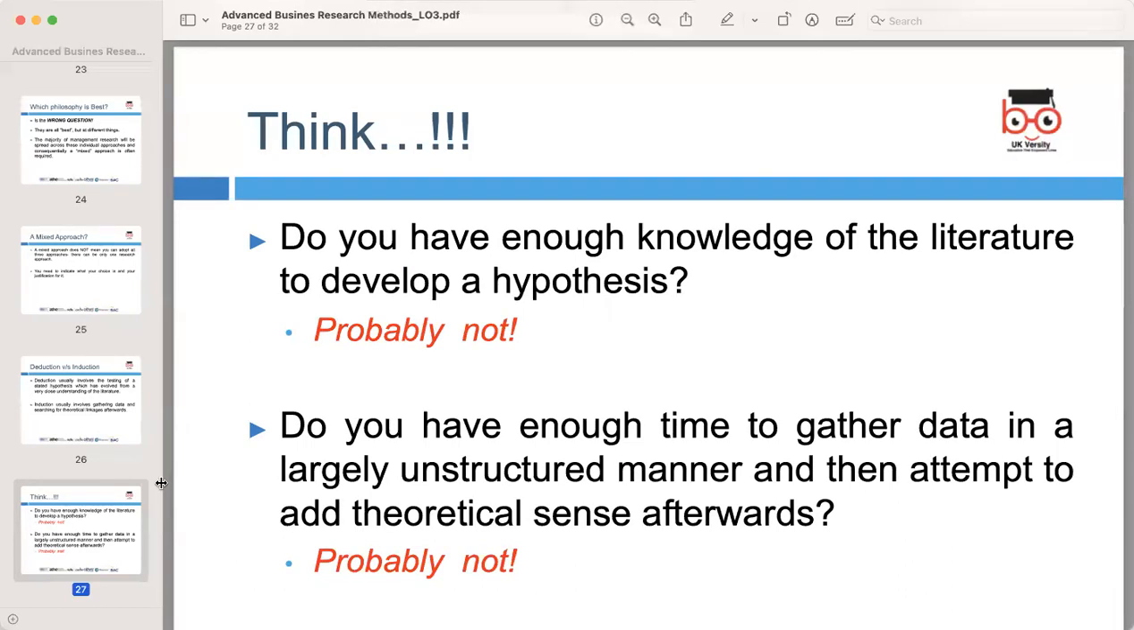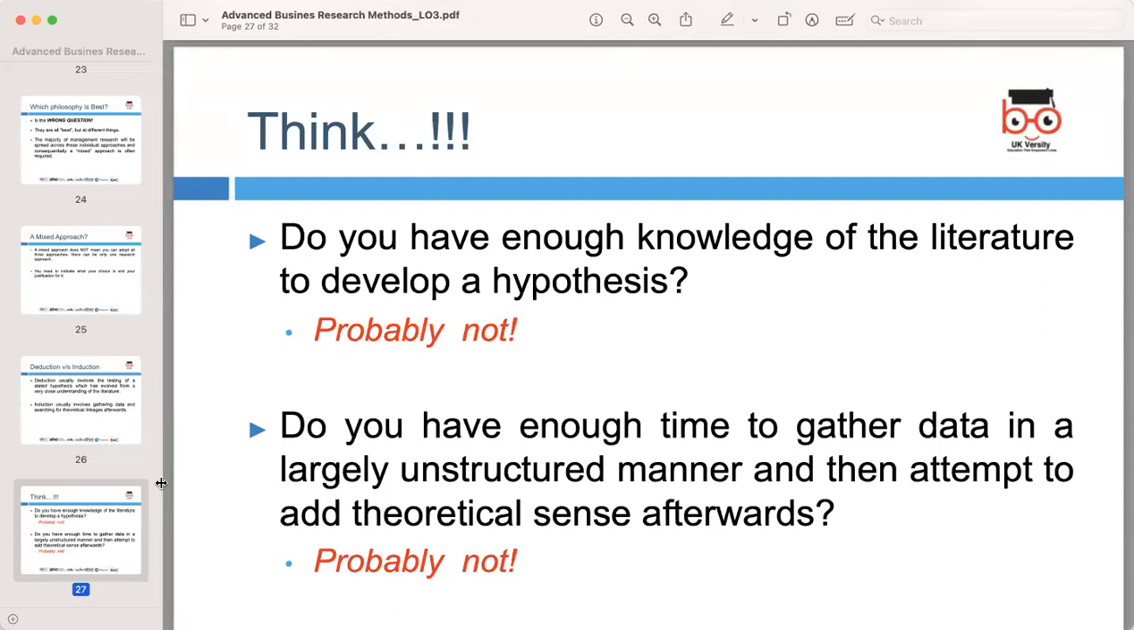But as an intermediate level student, it is likely that you may not possess the necessary depth of knowledge to formulate a hypothesis confidently. So developing a hypothesis requires a comprehensive review of the relevant research, which may be better suited for experts or those with extensive knowledge in the field.